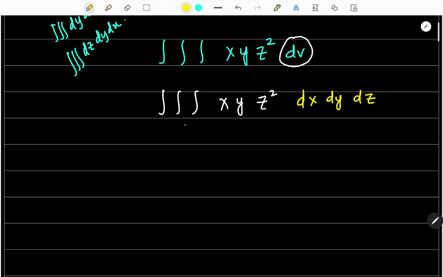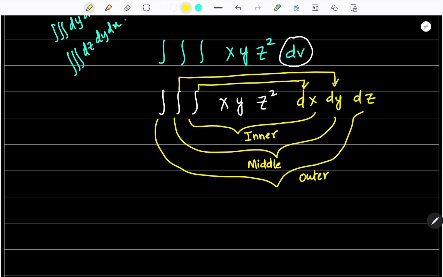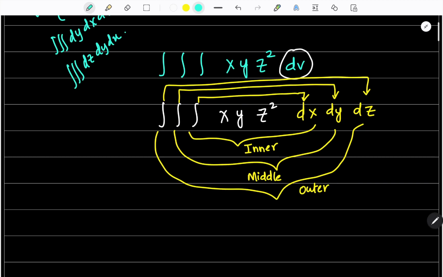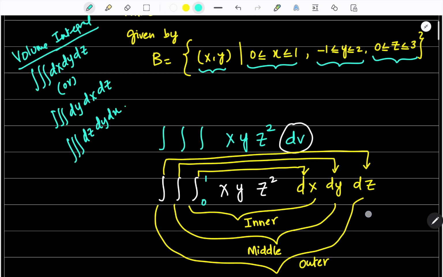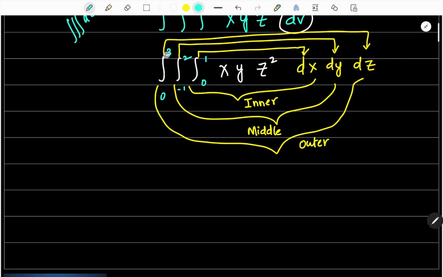This is your inner integral; first you have to do this one. This is called the middle integral, or the center integral, and this is the outer integral. It means these limits are for x, this is for y, and this is for z. The x limit given is 0 to 1, the y limit is minus 1 to 2, and the z limit is 0 to 3. So we are going to integrate this. Let's go for the integration.